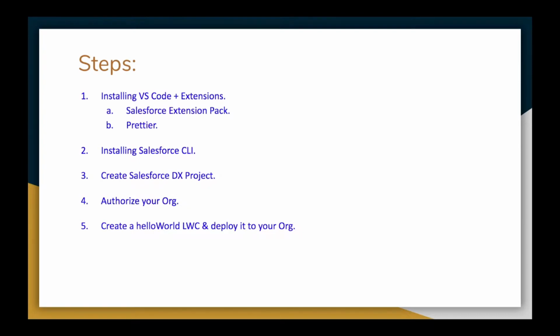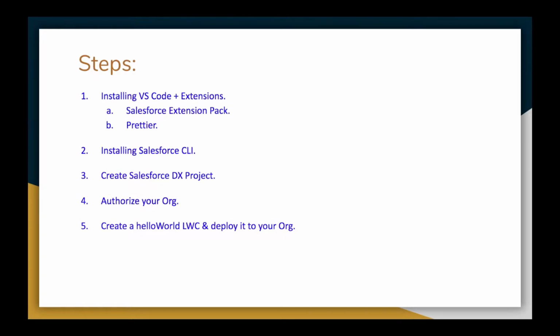So step 1 is installing VS Code, and we have to install Salesforce CLI and then create a Salesforce DX project in VS Code, and then authorize the Salesforce org, whether it is the developer org or a sandbox. You can connect it to your VS Code project, and then we'll create a hello world Lightning Web component and deploy it to the org that we connected and see how it works in the org. So let's get started with the demo part.